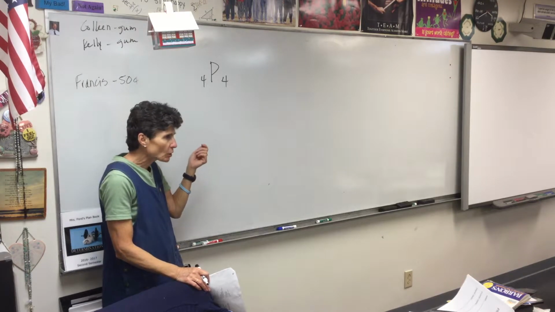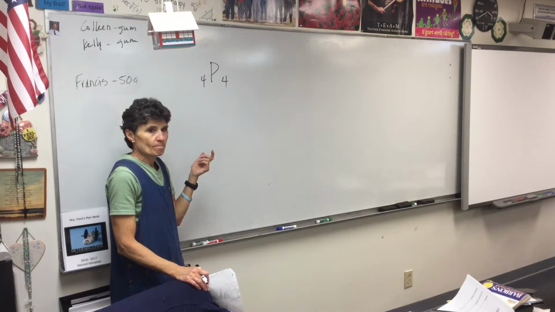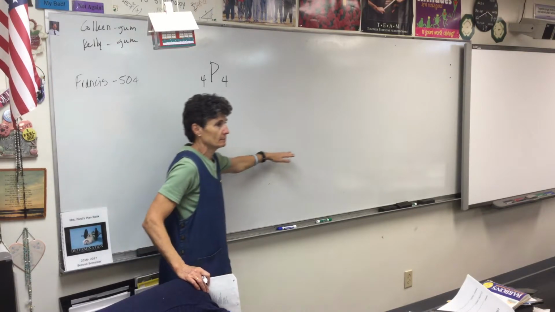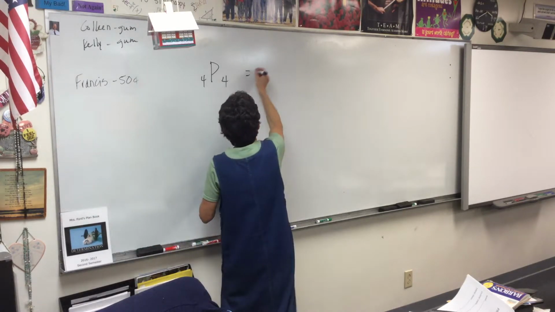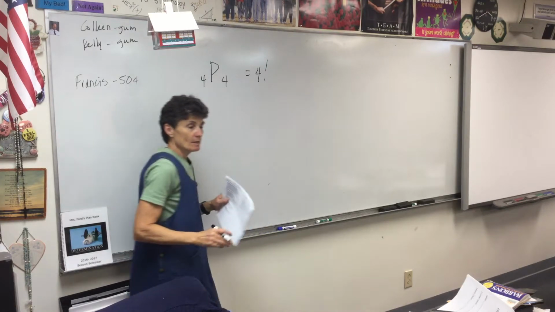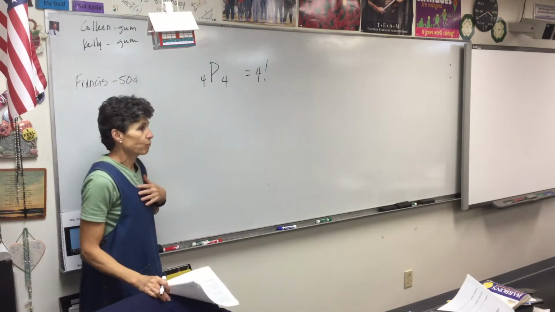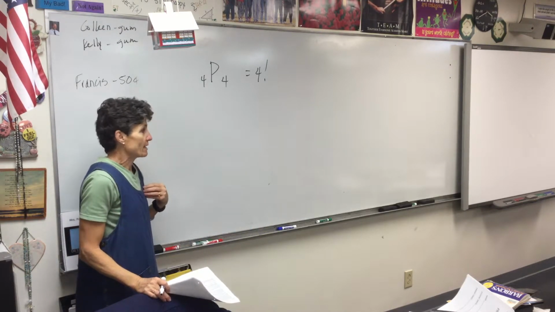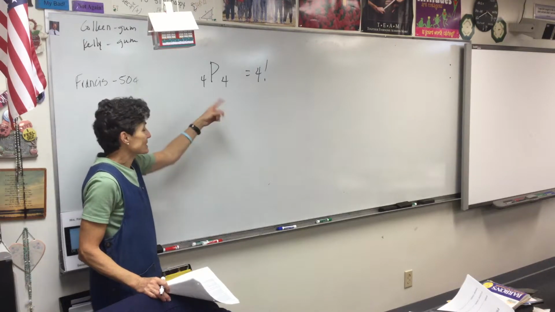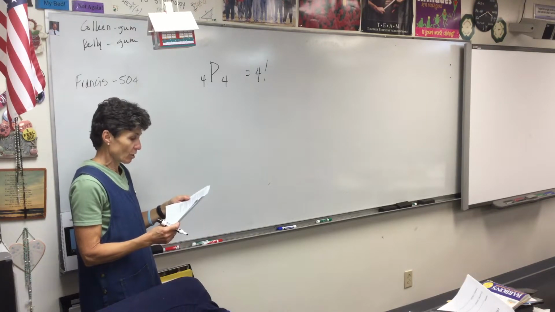Did anybody have a different thought? Think about the race. 4 factorial. These 2 things are equal. So if you thought about it as 4 factorial, you're fine. That's the same thing. They are exactly the same thing. So it's whichever way you thought about it.